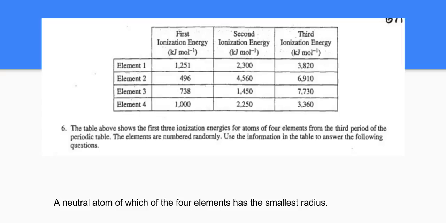And it says a neutral atom of which of the four has the smallest radius. So the neutral atom would be element one, because the ionization energies are all pretty much going up by a little over 1,000 each time, so there isn't a big drastic change. And also this has the highest first ionization energy, so it's the smallest radius.